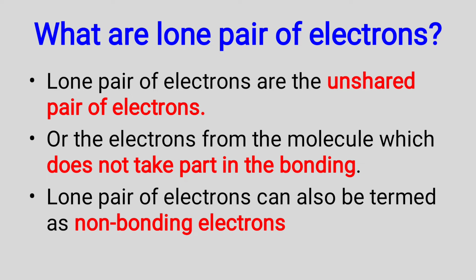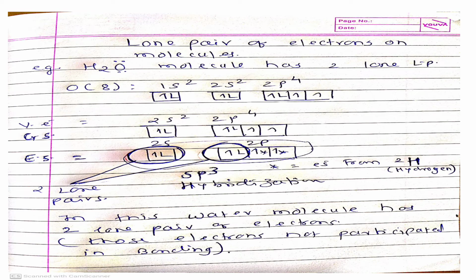Here we can also see another definition: the electrons from the molecules which do not take part in the bonding. These electrons not taking part in the bonding are called lone pairs of electrons. At the same time, these lone pairs of electrons are also called non-bonding electrons. So you will see one short example of how the lone pairs result in molecules or ligands. This is a very simple example.